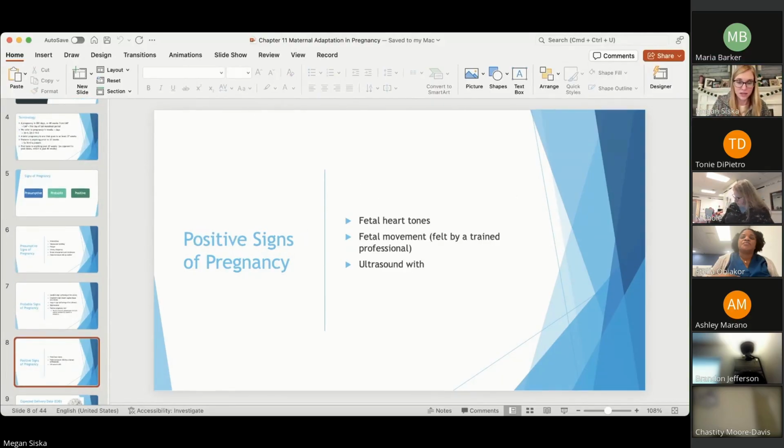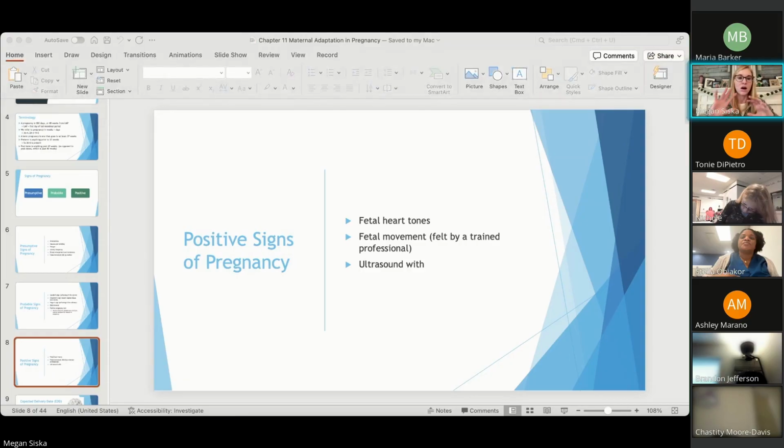Okay, so what are the positive signs then? Well, can we hear a fetal heart rate? So a trained practitioner either uses a Doppler or can see on ultrasound a fetal heart rate. Or a trained practitioner feels fetal movement. They have their hands on the woman's abdomen and they can feel that fetal movement. So it's not the mom that feels the fetal movement because a lot of times it's gas that she's feeling. Whereas a trained practitioner would be able to differentiate, or just an ultrasound where we can actually visualize a fetus inside that woman. Those are positive signs. Those are the only positive signs that we can say for sure this person is pregnant. Pretty crazy.